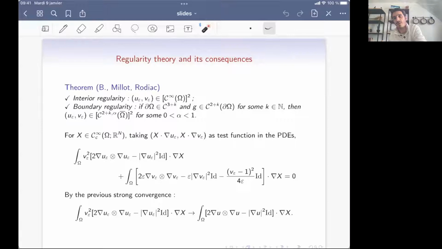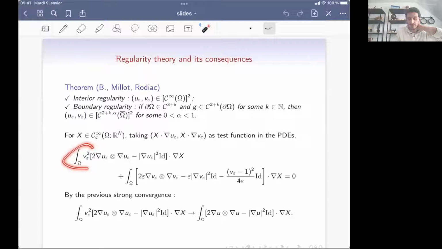And in order to derive an equation in which we are going to pass to the limit to recover critical points of the Mumford-Shah functional, we multiply the equation satisfied by U epsilon and V epsilon by this test function. So you take a vector field, capital X, and you take this test function, X dot grad U epsilon and X dot grad V epsilon. You are allowed to take them as test functions because you are smooth. So then you perform integration by parts. You have the right to do it because you have enough regularity. And you end up with a formula like that.